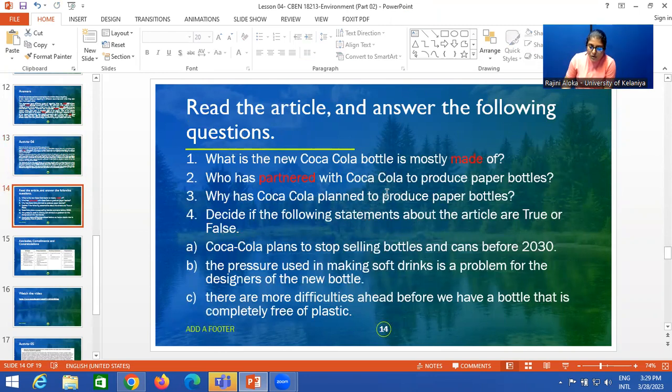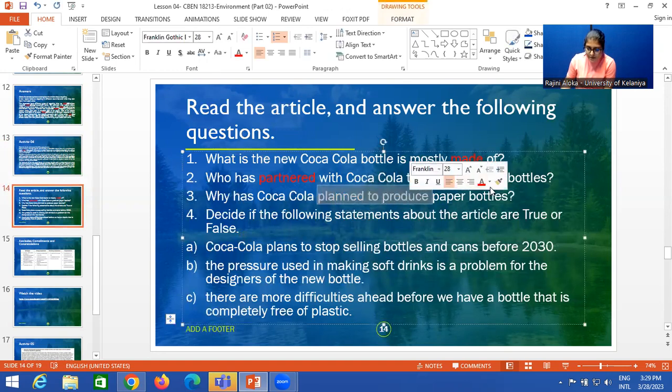Why has Coca-Cola planned to produce paper bottles? Why? We are looking for the reason why and to produce paper bottles. Okay, plan to produce, look whether these words you can find. And we are looking why, the reason.